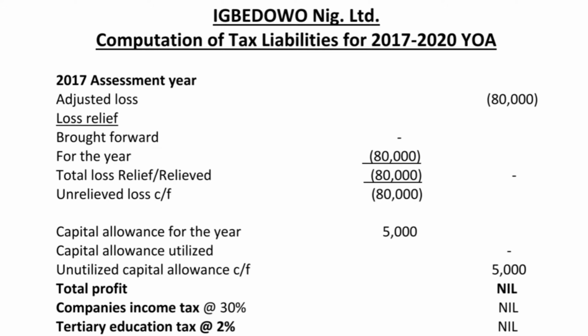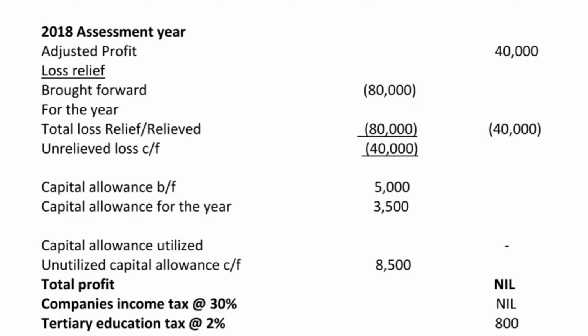There's no profit in that year, so there can't be education tax. Now we move to 2018 assessment year. Now coming to 2018 year of assessment, you can see that they made a profit of 40,000 naira. Beautiful. Now there's a loss you have carried forward of 80,000 from the previous year, right?